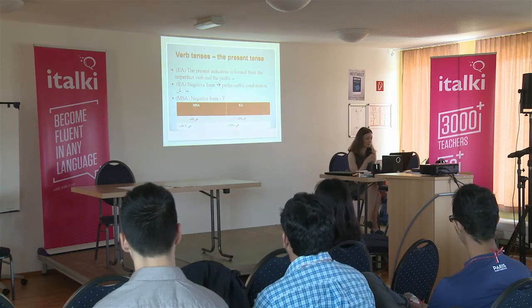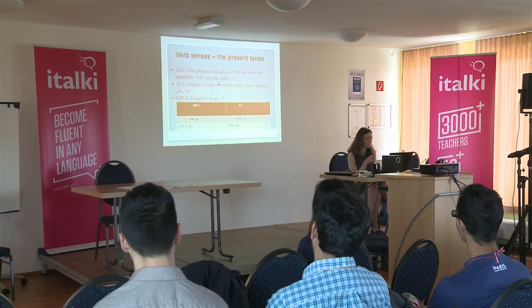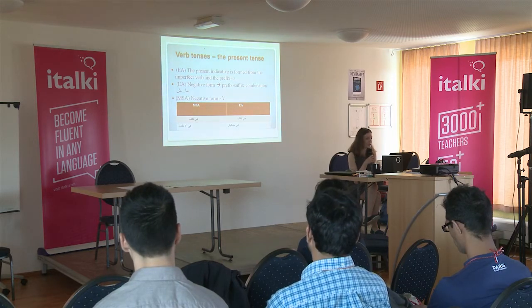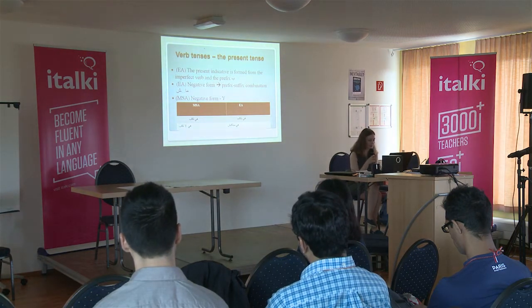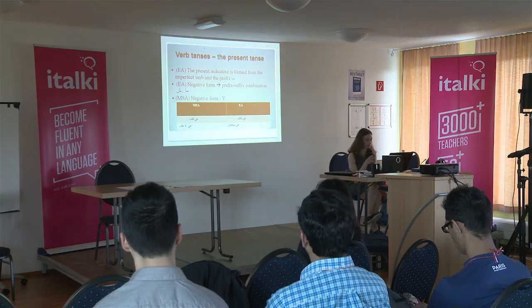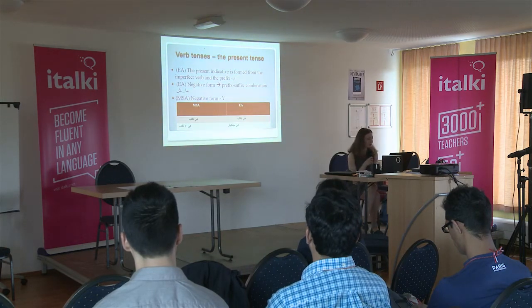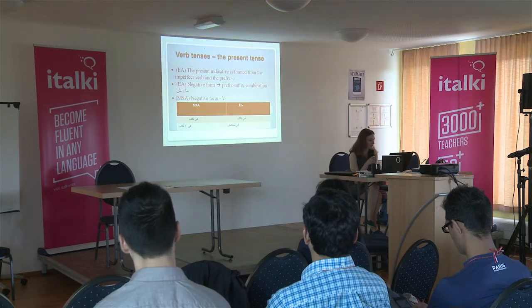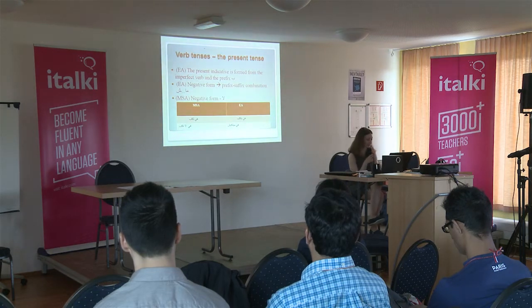The present tense is formed from the imperfect verb and the prefix be in Egyptian Arabic, and the negative form is formed from the prefix-suffix combination ma and shin. In MSA, the negative form only adds la. So in examples like hiya taktubu, she writes, in Egyptian Arabic it would be hiya bitiktib. Hiya la taktub. In negative form, in Egyptian Arabic, it would be hiya ma bitiktibsh.